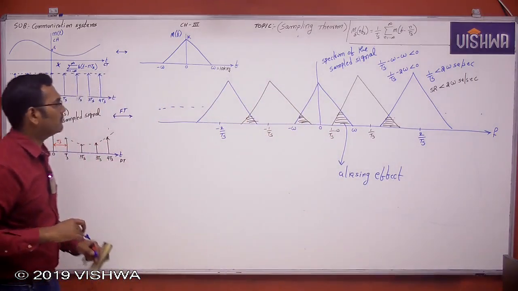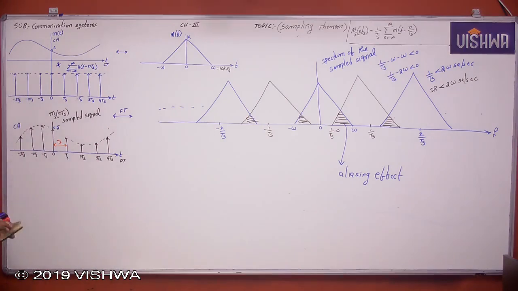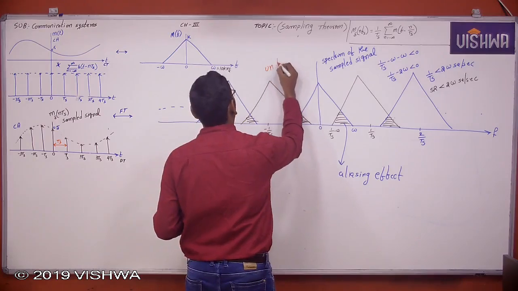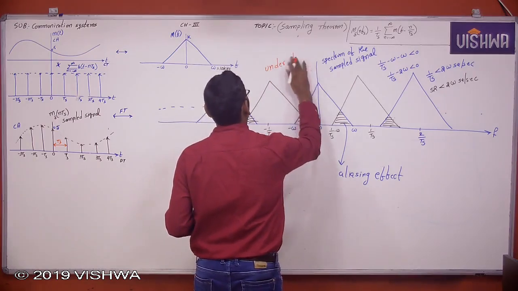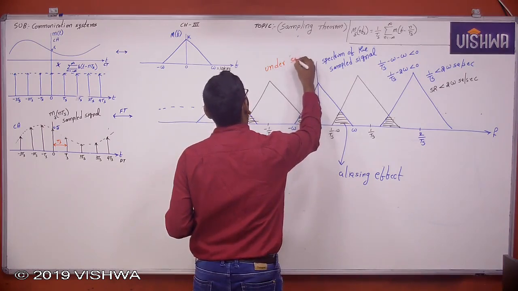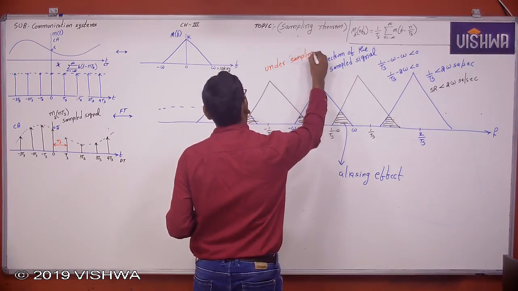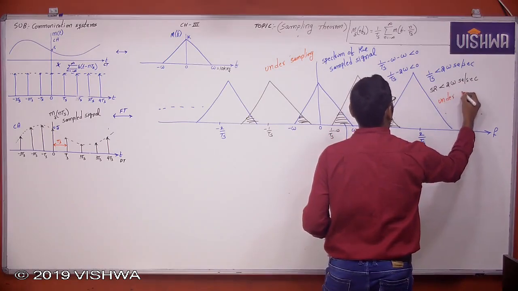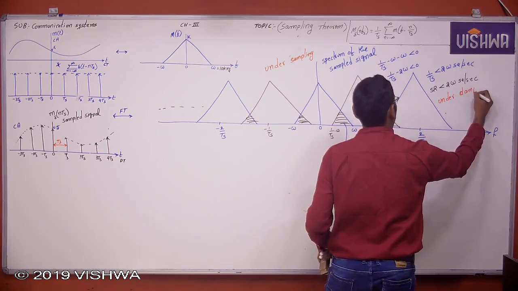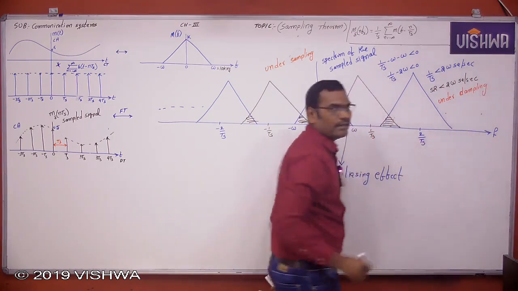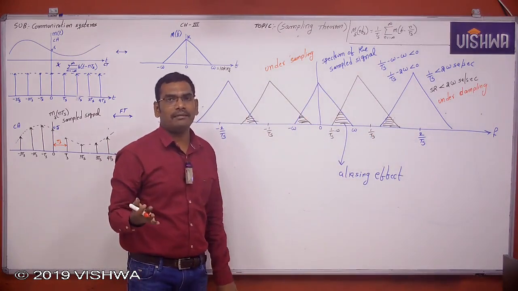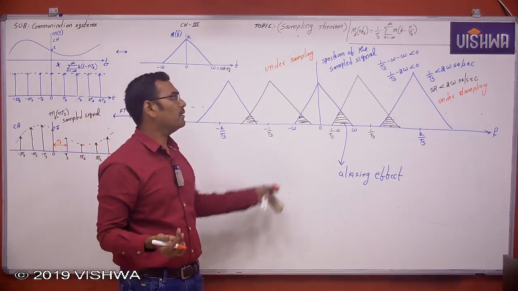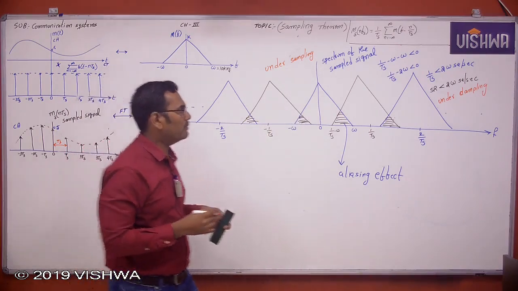Note this. Sorry, this sampling is called undersampling. When the signal sampling rate is less than 2 omega samples per second, it is undersampling. Don't do undersampling. Always go for oversampling, or in the worst case critical sampling, ideal sampling or Nyquist sampling. Undersampling, don't do that.